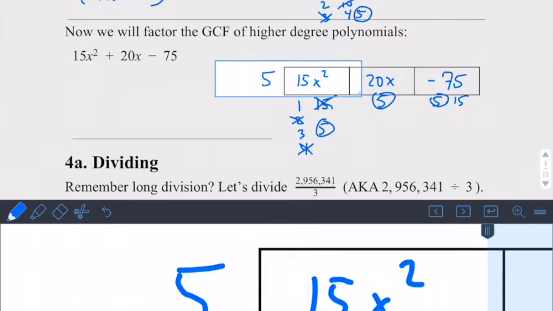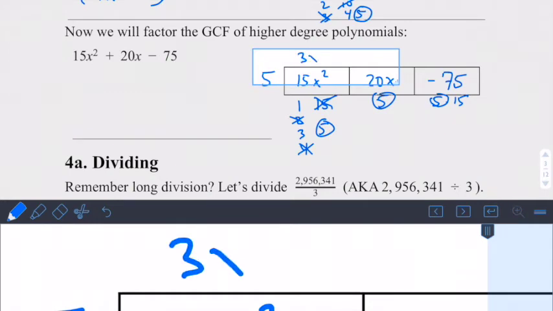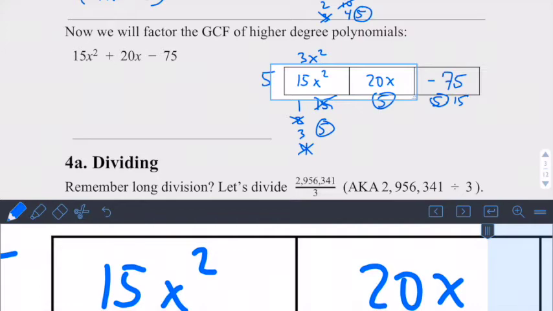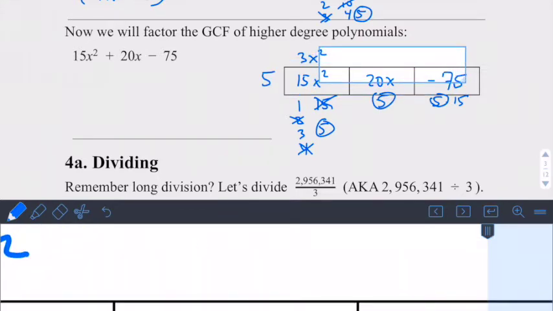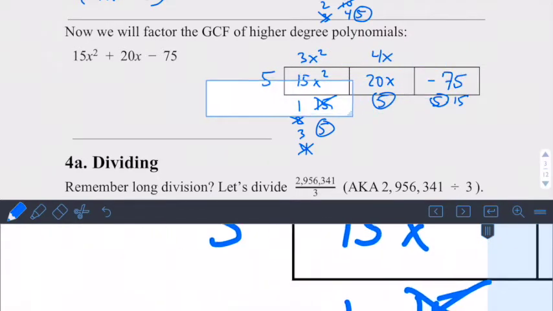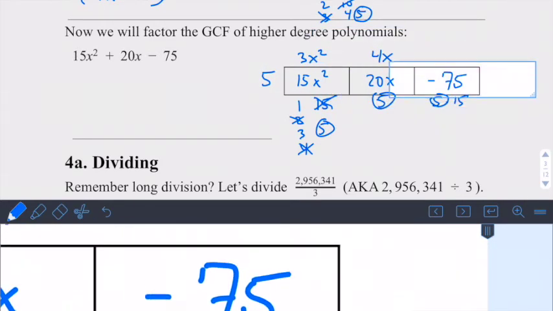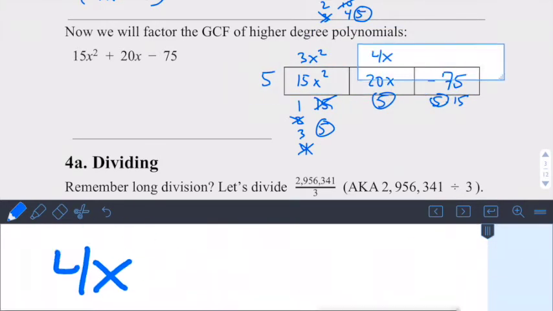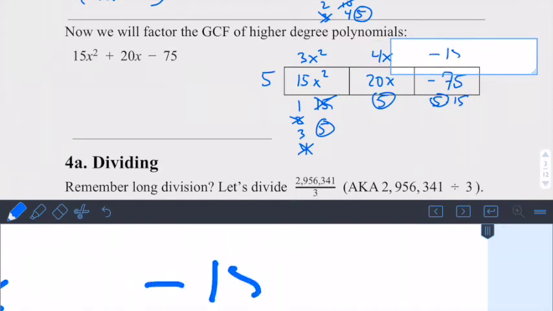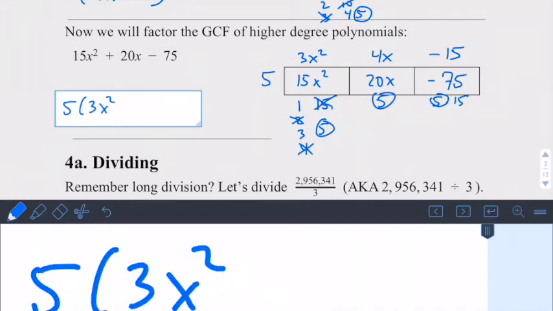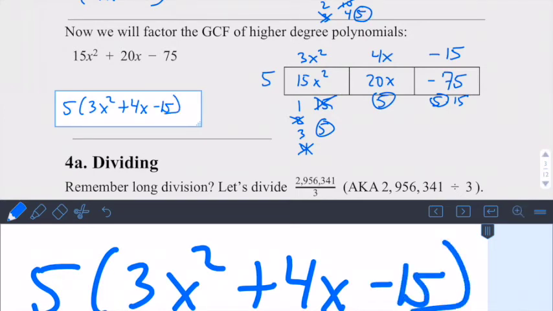So what I get is 3x squared times 5 will give me 15x squared. And then the same over here that we had from before. 4x times 5 gives me 20x, right? I just went backwards, I divided. And negative 75 divided by 5 is negative 15. So my factored form is 5 times 3x squared plus 4x minus 15.